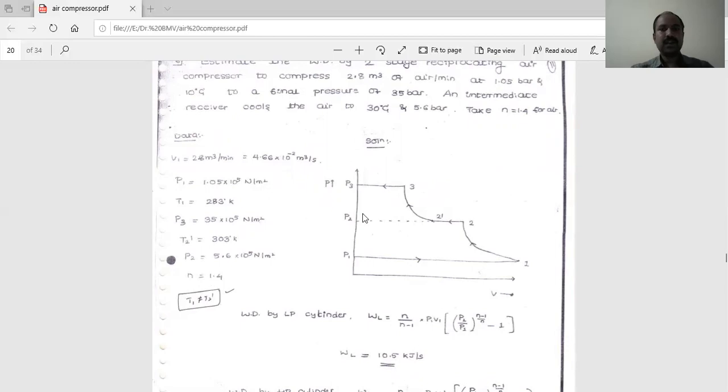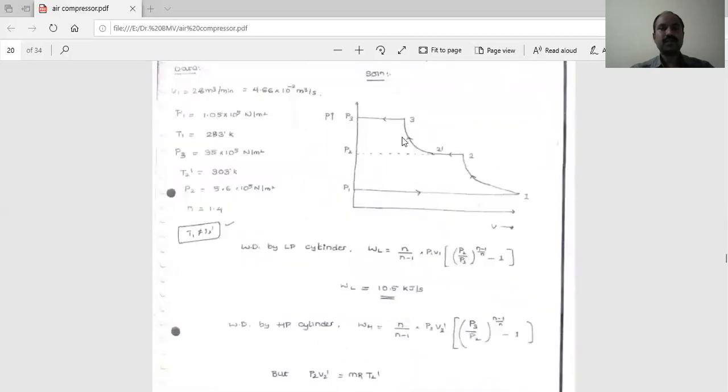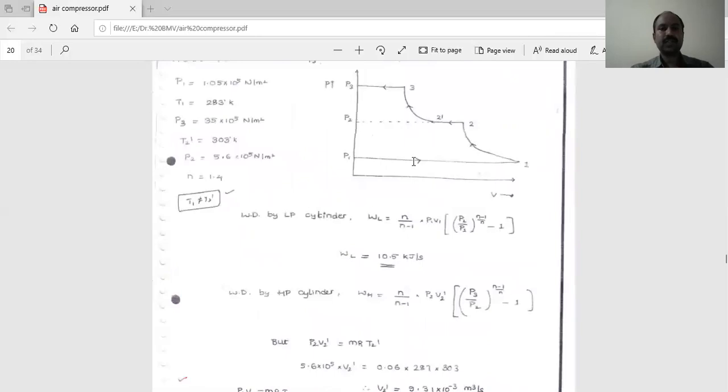This is the PV diagram of the two-stage compressor. 1 to 2, 2 to 2 dash becomes the constant pressure. The 2 dash becomes the initial pressure for the high pressure cylinder. Then it becomes 3. This is the PV diagram for the two-stage air compressor.